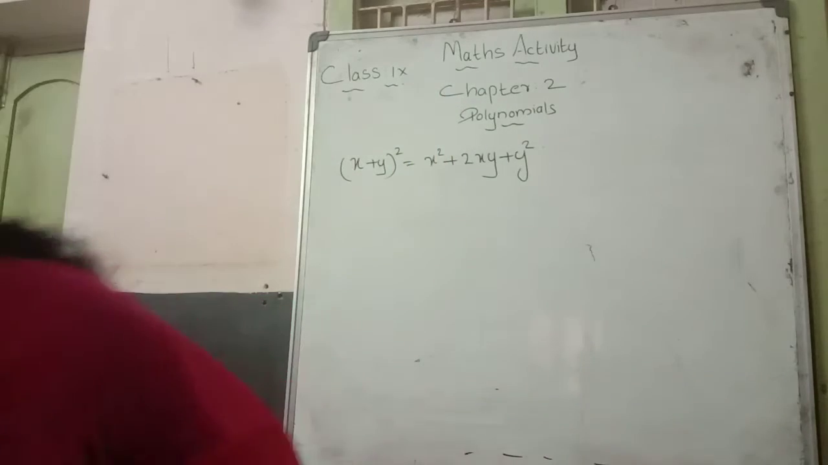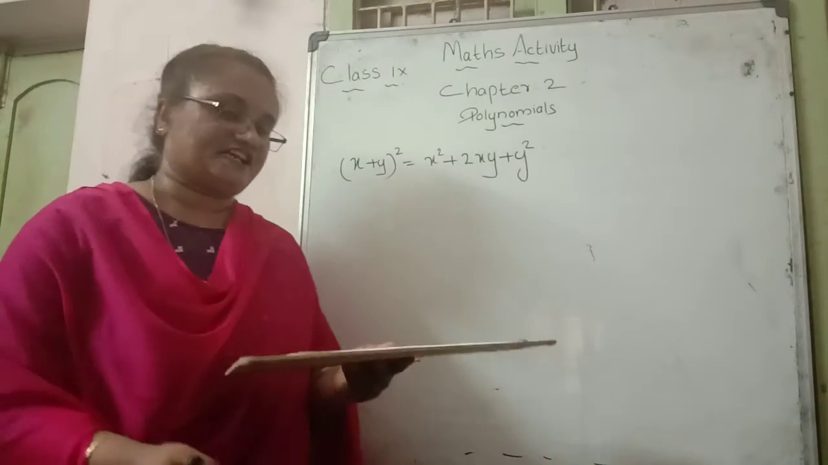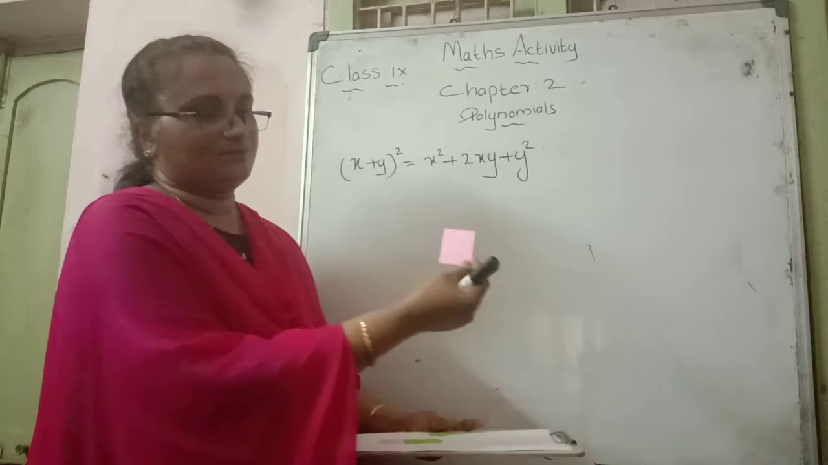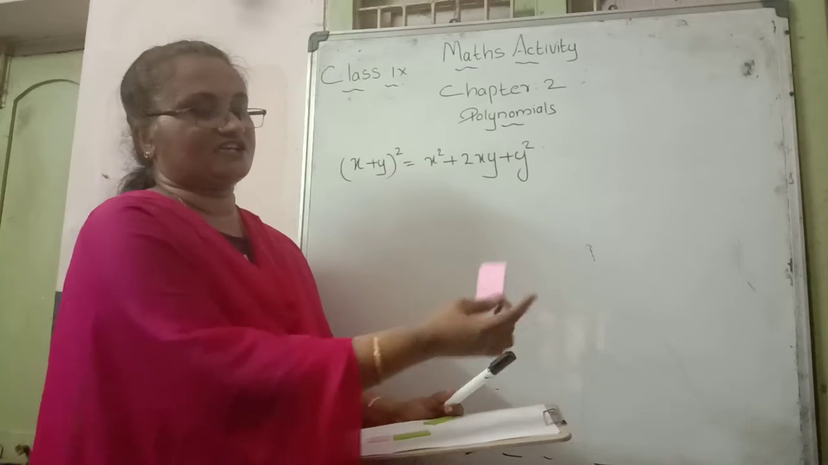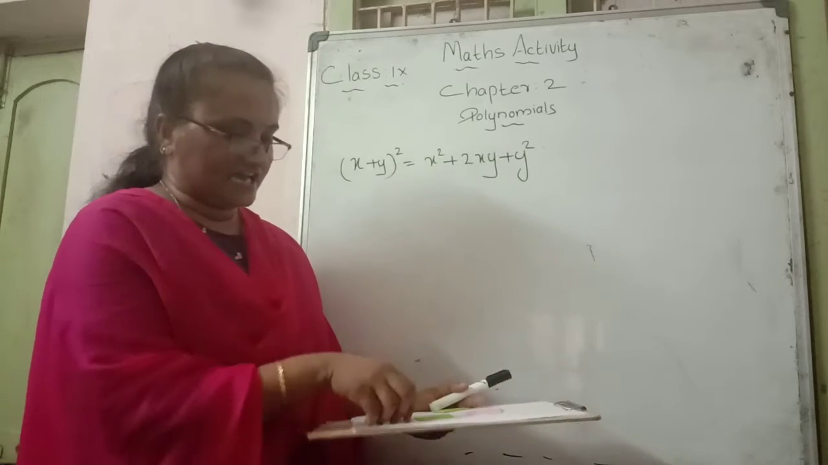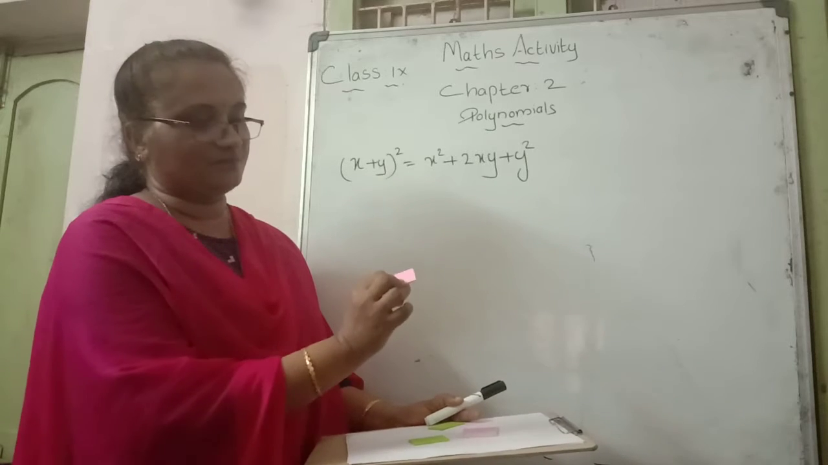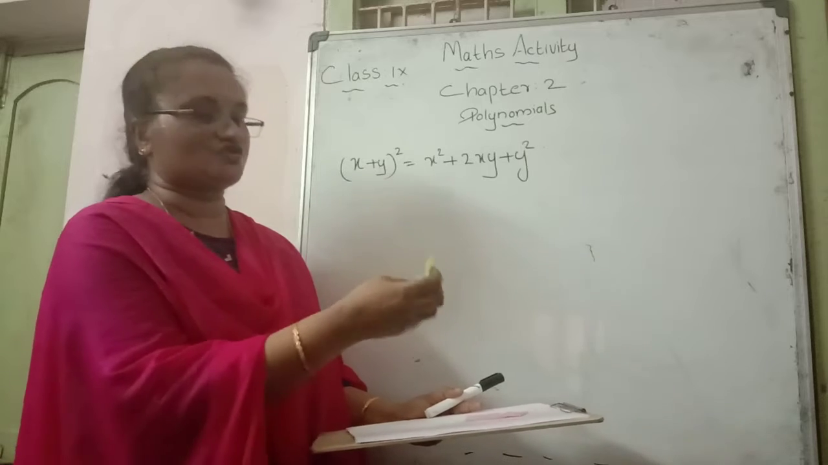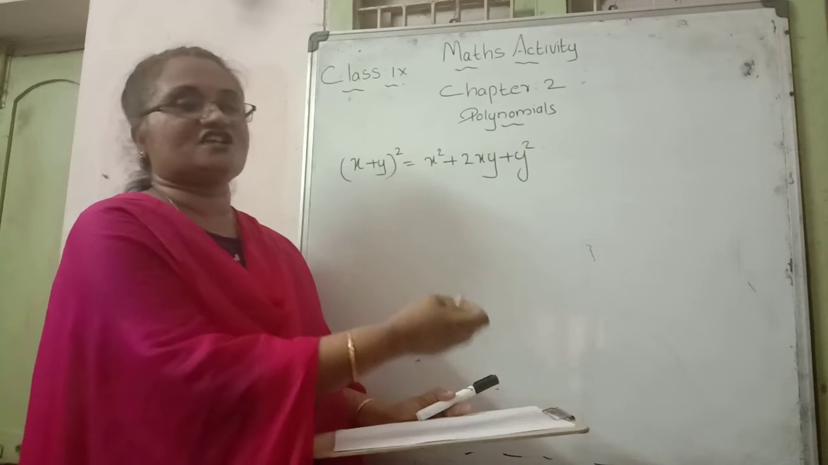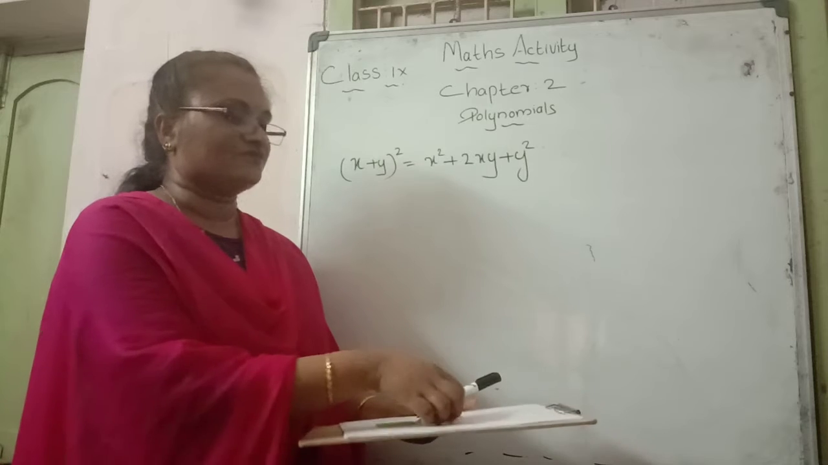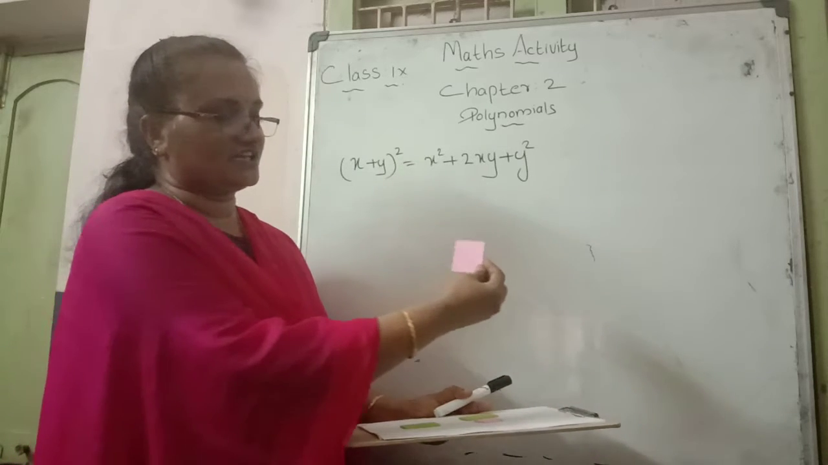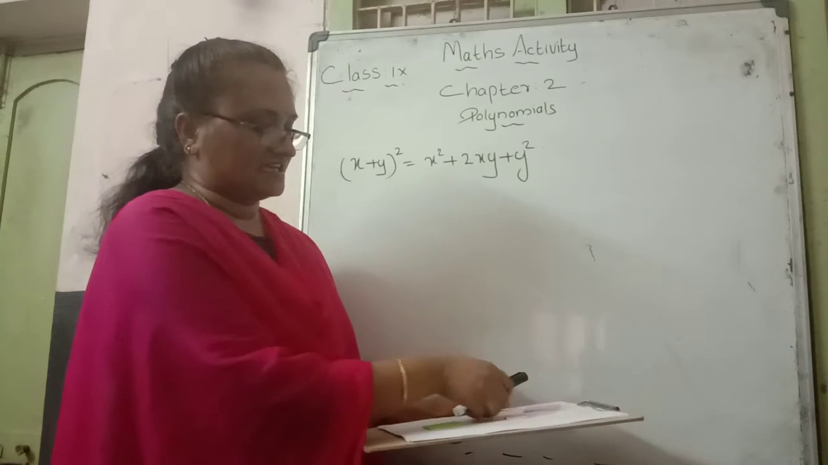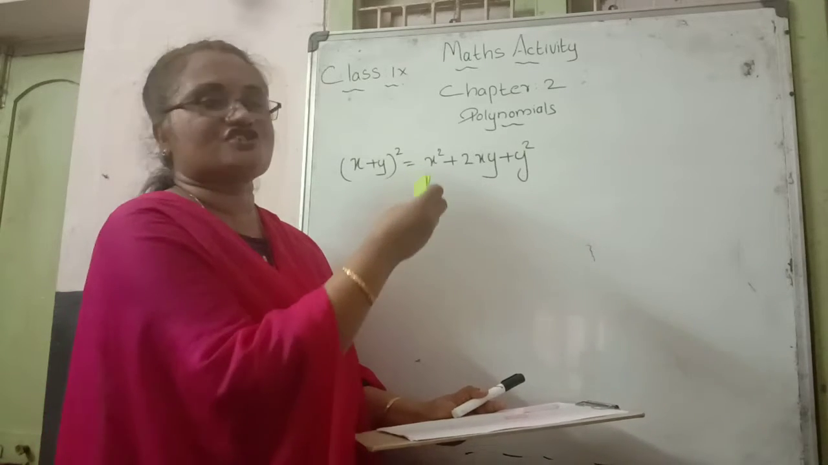For that, some materials are required. What materials are required? One big square, one small square, and two rectangles, not one, two rectangle shapes. So four items are required for performing this activity. One big square, one small square, and two rectangle shapes.